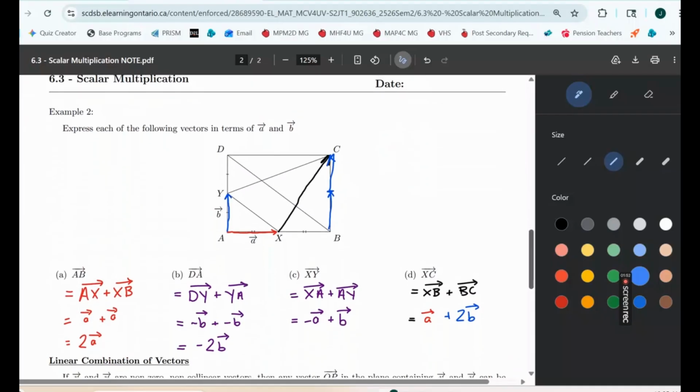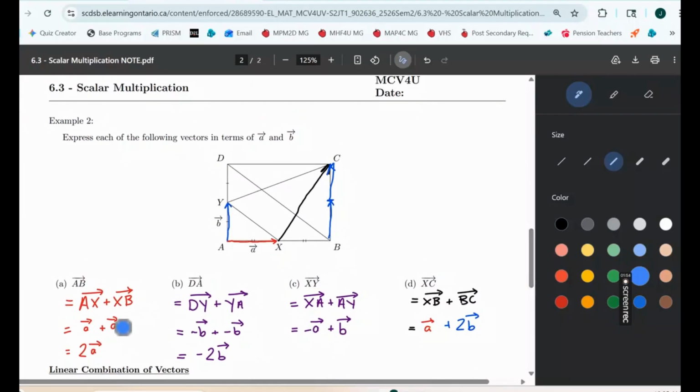Now here you're just representing different vectors. For example, express each of the following vectors in terms of only A and B. Vector A is the red, vector B is the blue. So what's AB then? Let's use green. We're looking for this vector.